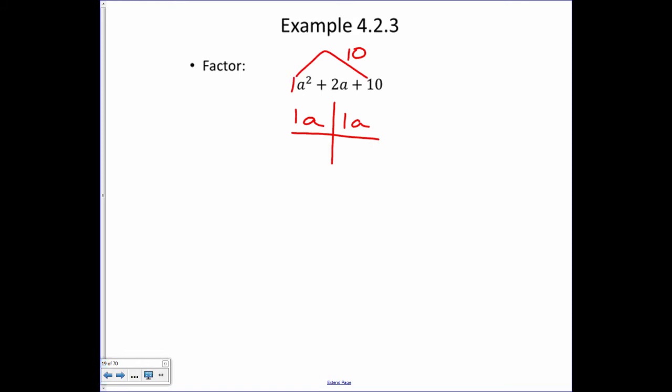And now we need two numbers that multiply to give you 10 and add to give you 2. Well, the only numbers that multiply to give you 10 are 10 and 1, and 2 times 5. And neither of those pairs add to give you 2. So there's nothing else we can do here. We can't factor this. This trinomial is not factorable. And so because it's not factorable, we say that it's prime.